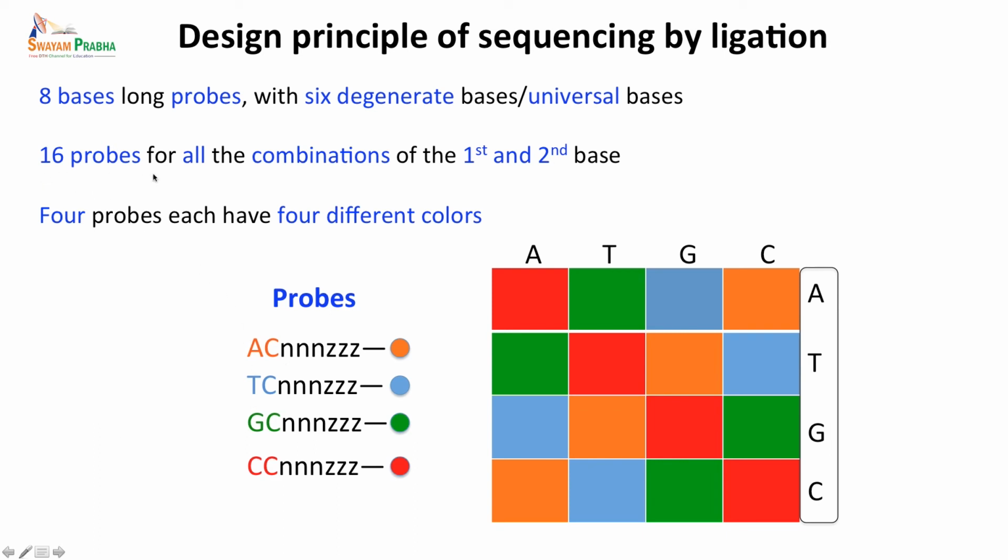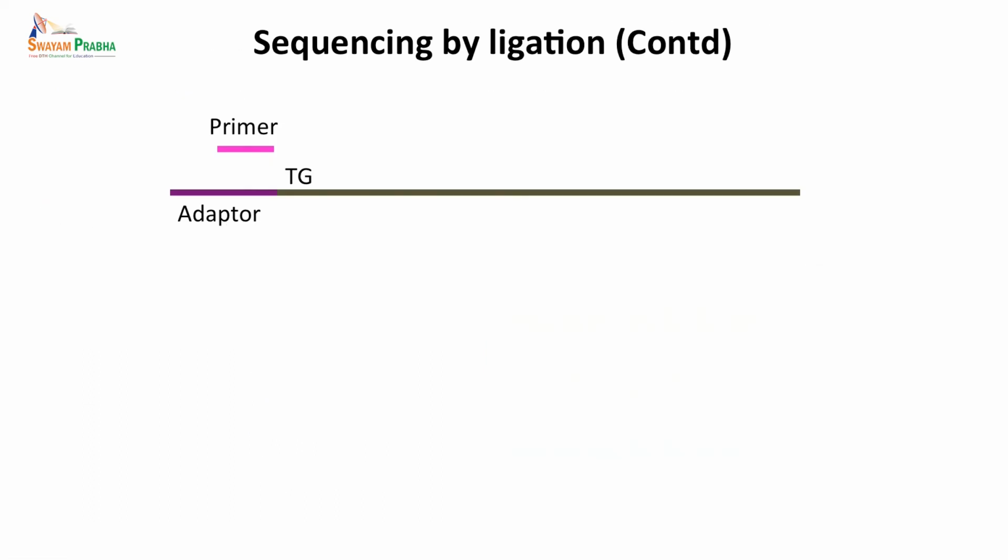All these 16 probes will cover all the possible combinations for the first and second base. And the probes are labeled with 4 different colors. For example, AC is orange, TC is blue, GC is green, CC is red. Then another 4 can be AG, blue, TG, orange, like that. So there are many combinations of these 16 probes. Now, if you have a template, this template is first ligated to an adapter sequence, and a primer is designed that is complementary to this adapter and will bind to this adapter sequence.